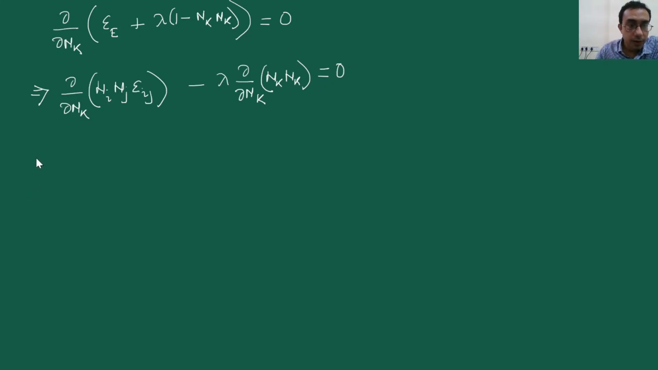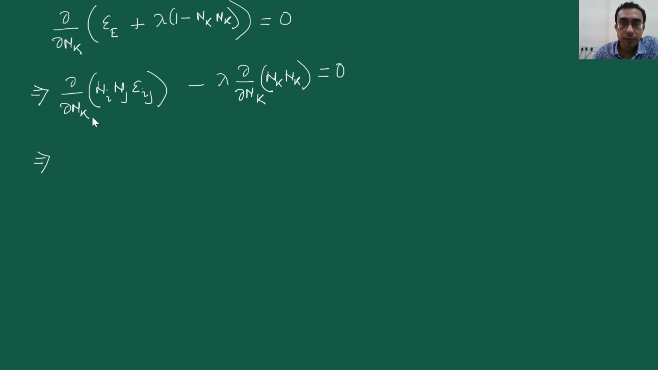Okay, now so this term is very easy. You can understand that in the next step I'm going to write this as minus 2 lambda nk, no problem there. But this one is a little bit tricky. You take this one by one. First of all, you tell me what will be the derivative. So you can think of it like three things clubbed together. We are going to take the derivative of this using the chain rule. So first of all, you tell me what should be del epsilon ij del nk.